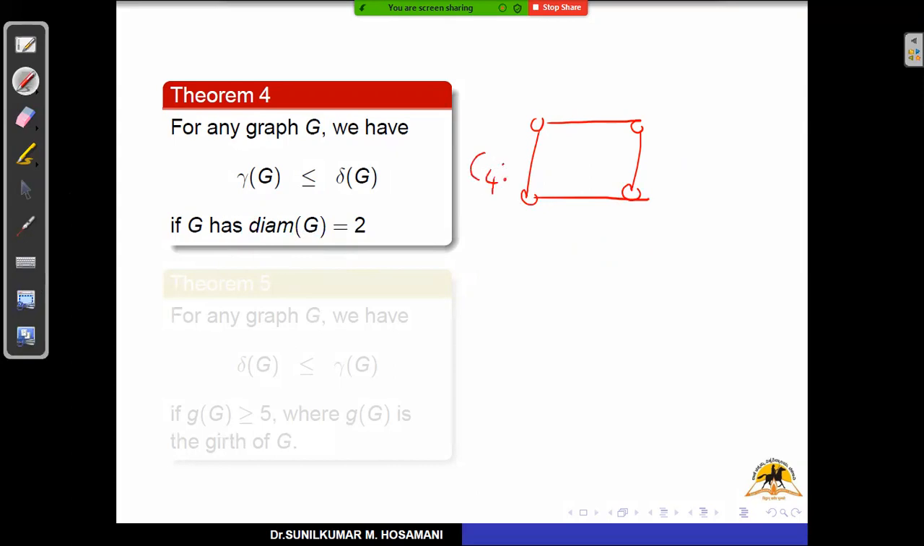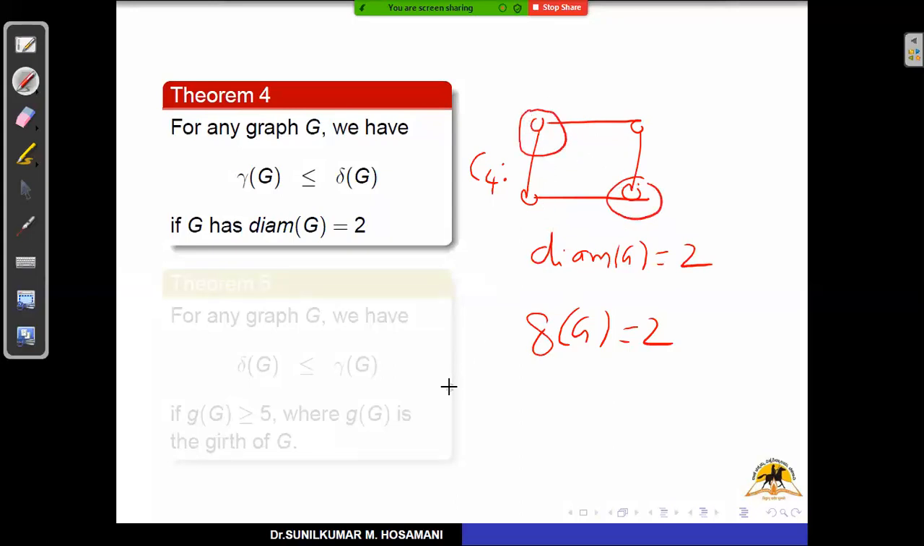C4. So the diameter of this graph is 2 here. And the minimum degree of this graph is also 2. And you can see that any pair of vertices will form a minimal dominating set here. Therefore, the domination number of this graph is also 2. So here for C4, equality holds good. The domination number of G is equal to the minimum degree.